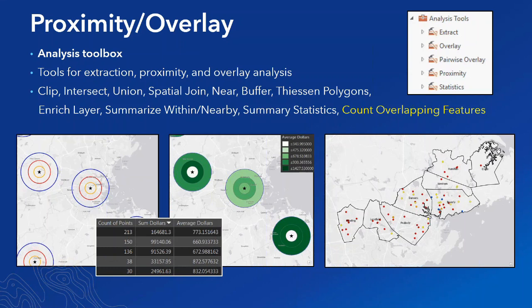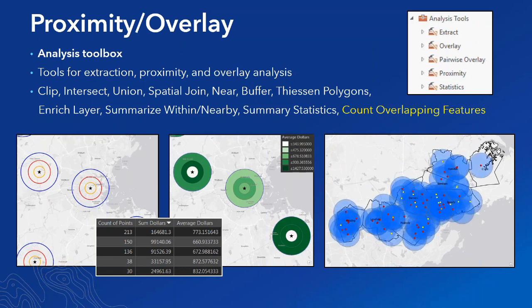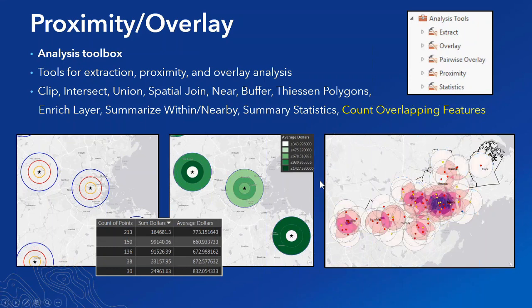A new tool at version 2.5 of Pro is one called Count Overlapping Features. Let's say, for example, you have school locations here in these Massachusetts towns. You create maybe a 1 or 2 mile buffer around each school location. And what Count Overlapping does is it allows you to quantify and look at where the density is, the most dense areas of overlap amongst all of those buffer polygons. Some general proximity and overlay tools.